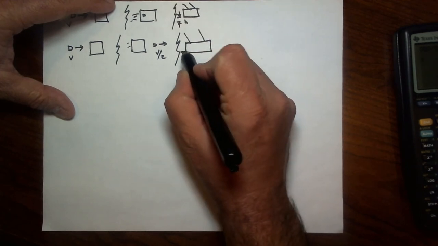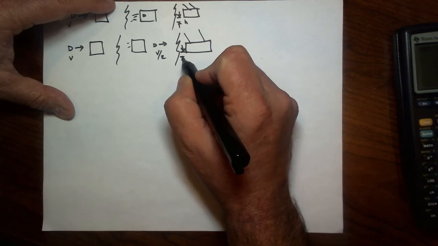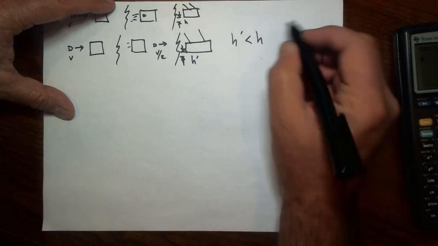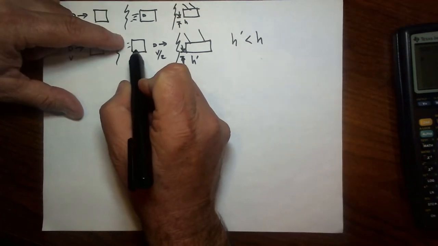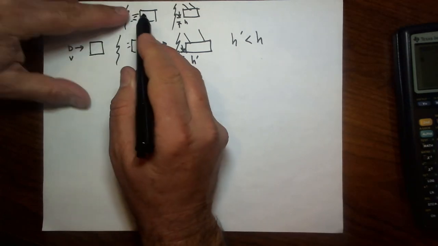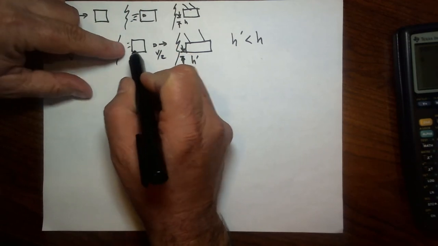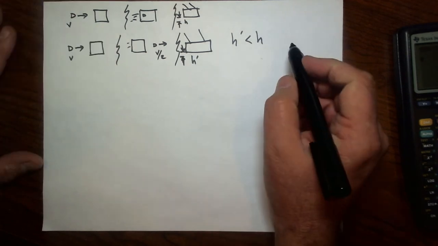I haven't done a very good job here, but this distance h prime would be less than h. In other words, this would not have as much momentum. Instead of all of the momentum going into the block, only a fraction of momentum goes into the block. That means lesser velocity. That means lesser kinetic energy and lesser potential energy.